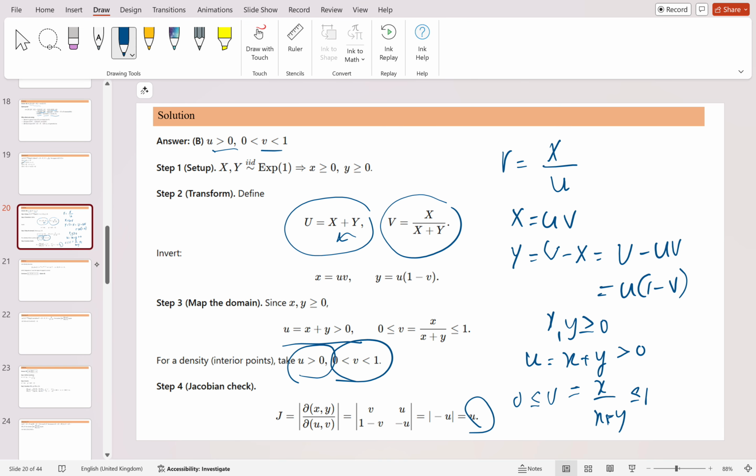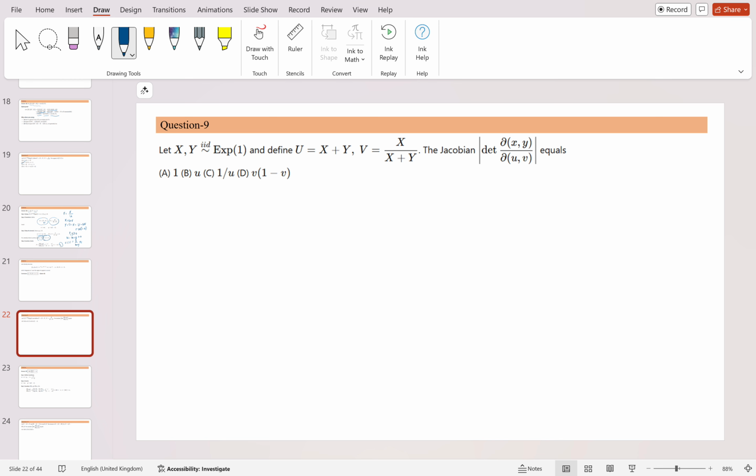Let's move forward, try to solve this problem. You have to just find out the Jacobian, which is the determinant of del of xy, del uv. Find out the Jacobian of this.